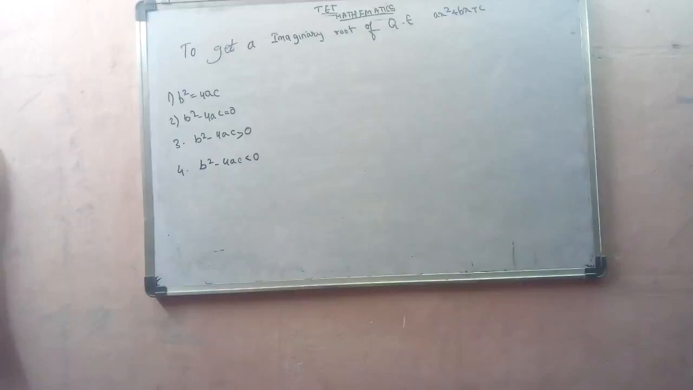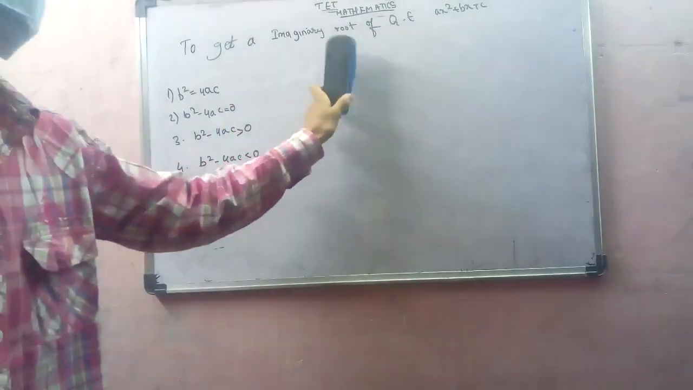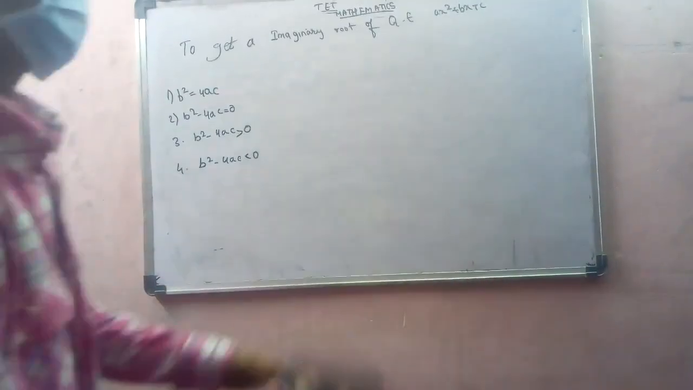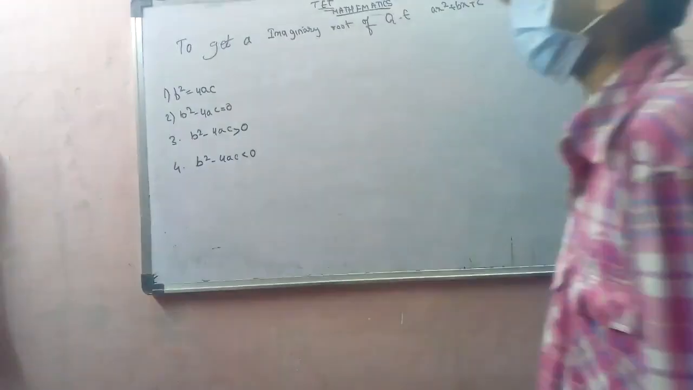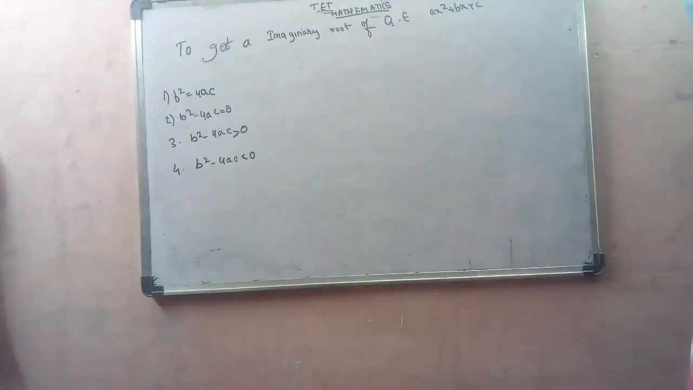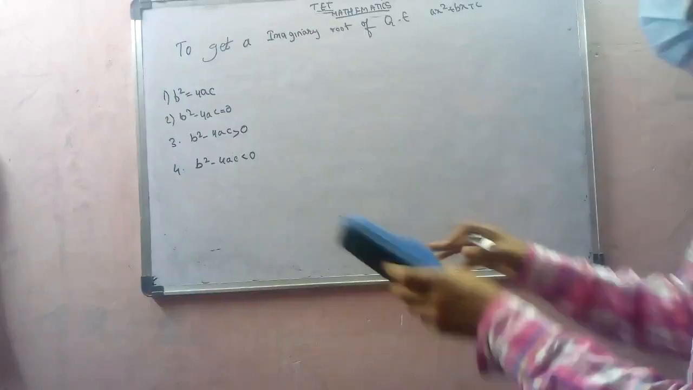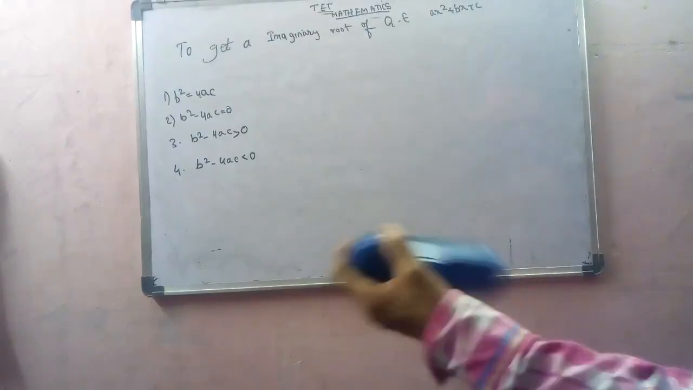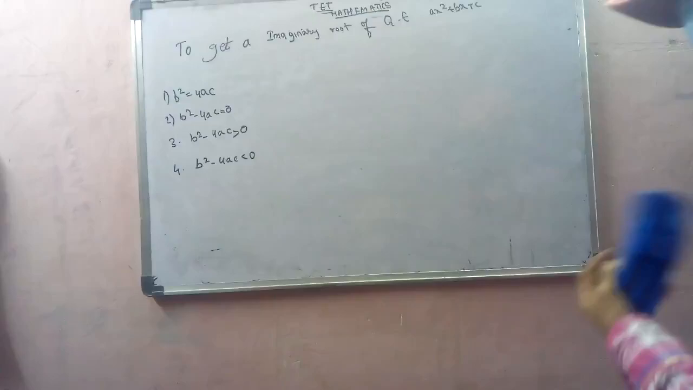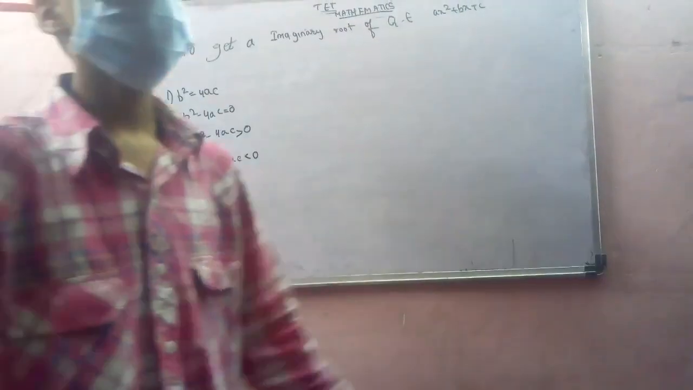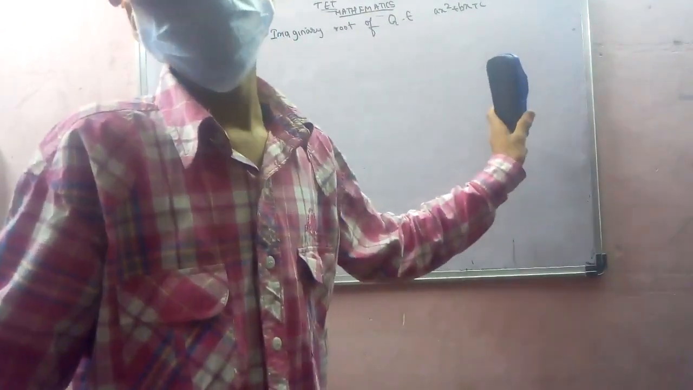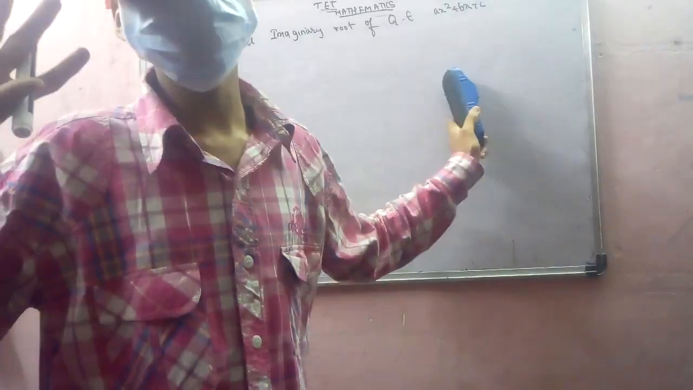Now see this question. To get an imaginary root of a quadratic equation ax square plus bx plus c, what should be true? B square equal to 4ac, b square minus 4ac equal to 0, less than 0, greater than 0, or greater than or equal to 0, which is not there. So what is in the quadratic equation? I have made a video on it. You can go and learn the quadratic equation chapter right now.